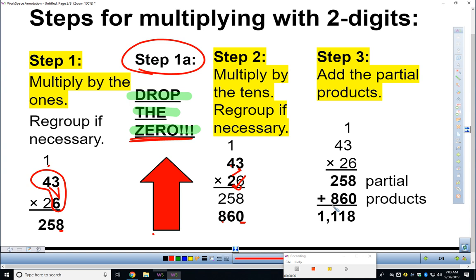8 plus 0 is 8. 5 plus 6 is 11. If we carry that 1, 8 plus 2 plus 1 is 11. Excuse me, early in the day. Okay.